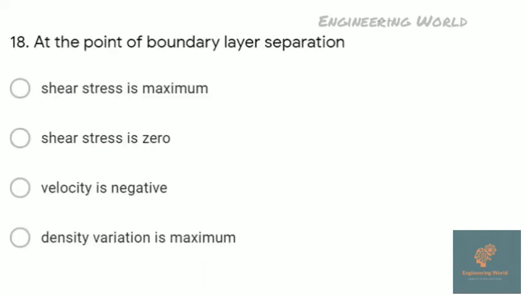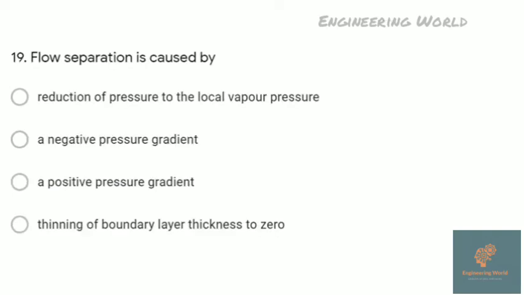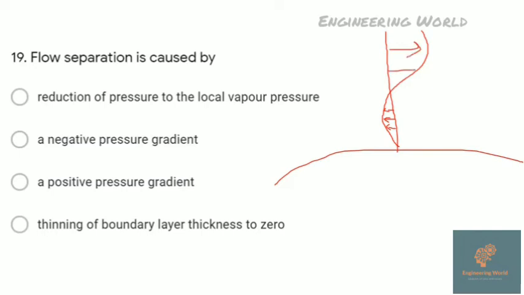Then at a point of boundary layer separation, the velocity gradient is 0. So we know that tau is equal to mu du by dy. So shear stress is 0. Then the next question, the flow separation is caused by, here is the pressure variation, and at the point of flow separation there is a positive pressure gradient, and due to that positive pressure gradient flow separates. So the correct answer is a positive pressure gradient.